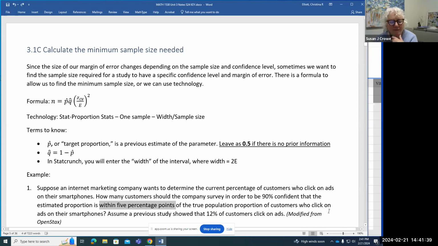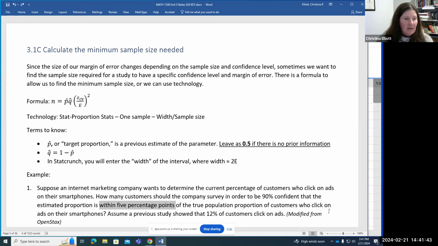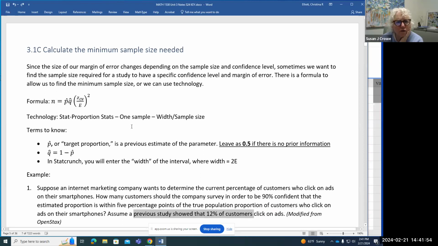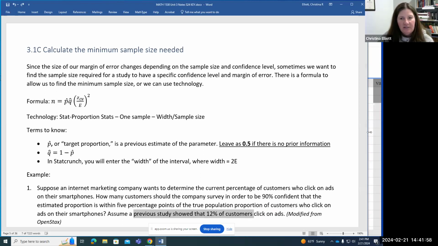Which will be 0.1 or 10%. And then I also have a previous study that said 12% of customers click on ads. That's a target proportion, right? Okay. Yeah. So let's look at that in StatCrunch.